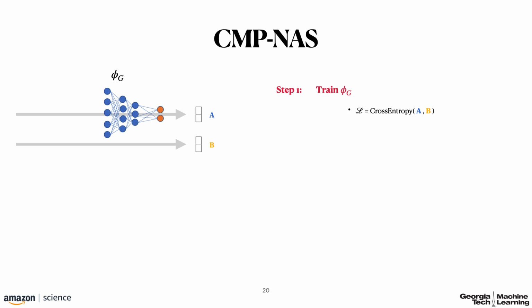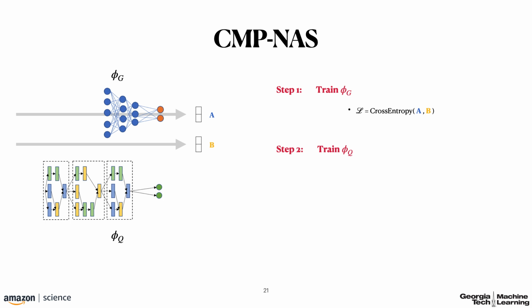We briefly look at the CMP-NAS method for obtaining the most compatible query model. Essentially, CMP-NAS is a three-step method with the first step involving training the gallery model. We do this by minimizing the cross entropy between the network's prediction A and the label B. The second step involves training a query supernetwork. This supernet encodes different architectures as paths in the graph.